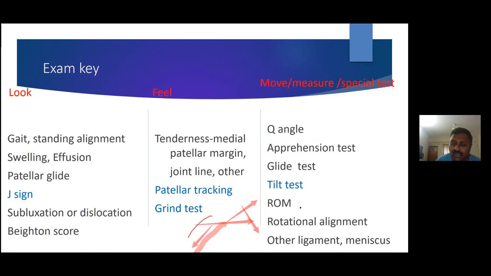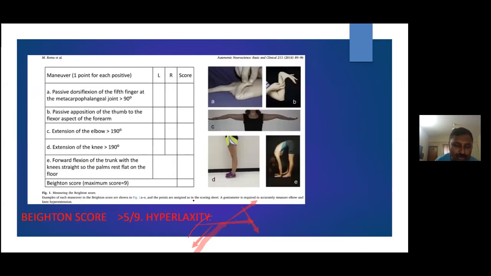tilt test, and we should also look for range of motion, knee joint range of motion, and rotational malalignment like increased femoral antiversion or external tibial torsion. And don't forget about the meniscus and anterior cruciate ligament and posterior cruciate ligament or other ligament injury. So this is the Beighton score. Everybody knew it. If it is more than 5, then we should think about hyperlaxity.